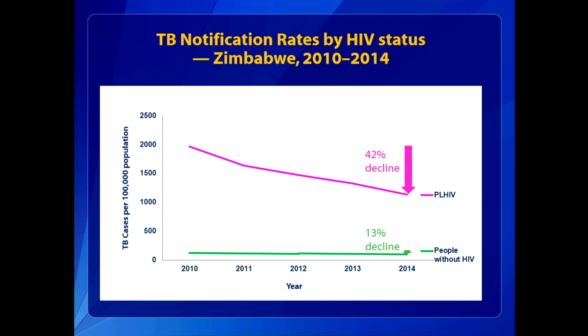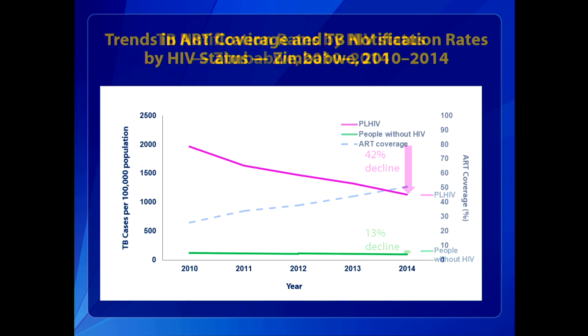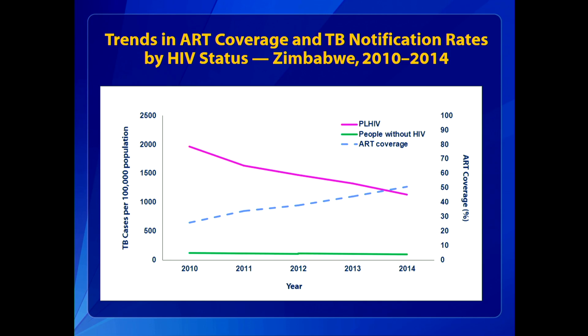This slide shows trends in TB notification rates by HIV status for Zimbabwe from 2010 through 2014 that we created by combining publicly available data. Zimbabwe is an example of a country included in our analysis where our expectation held true. TB rates declined more among people living with HIV, shown by the pink line, than among people without HIV, shown by the green line. Meanwhile, ART coverage, represented by the blue dotted line, steadily increased from 26% in 2010 to 51% in 2014.